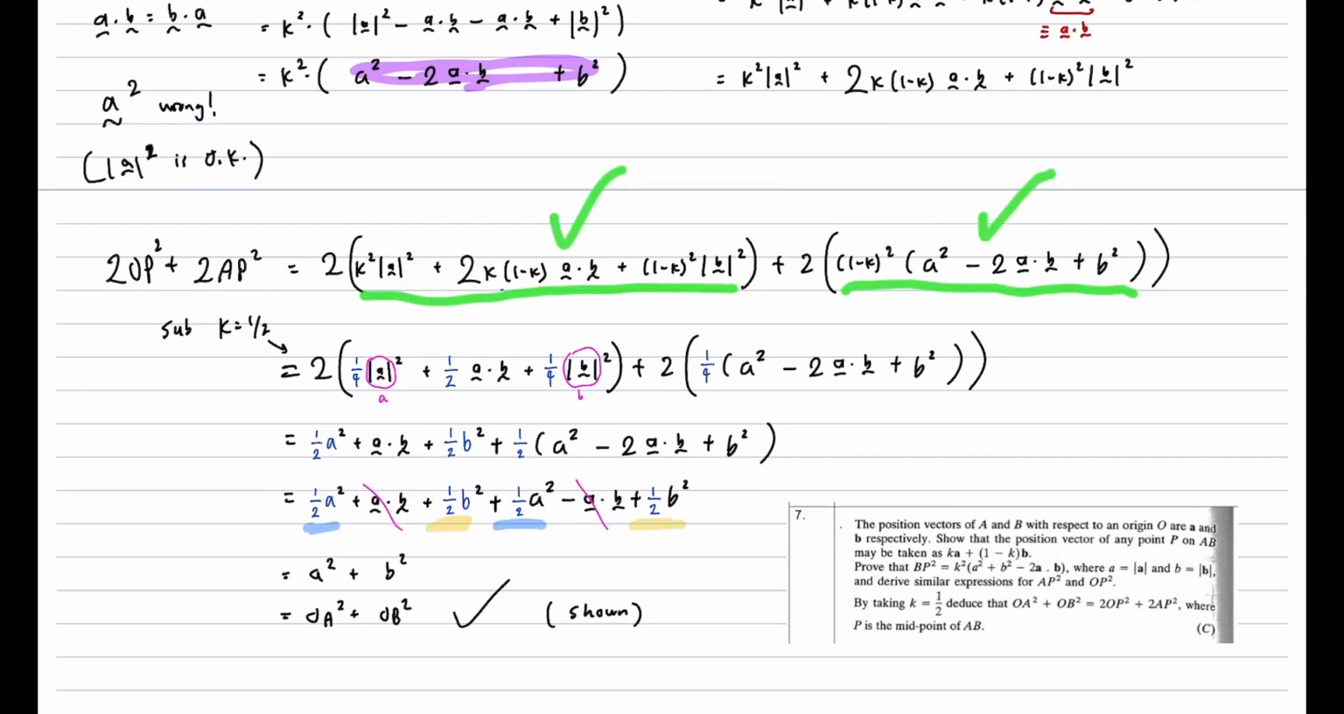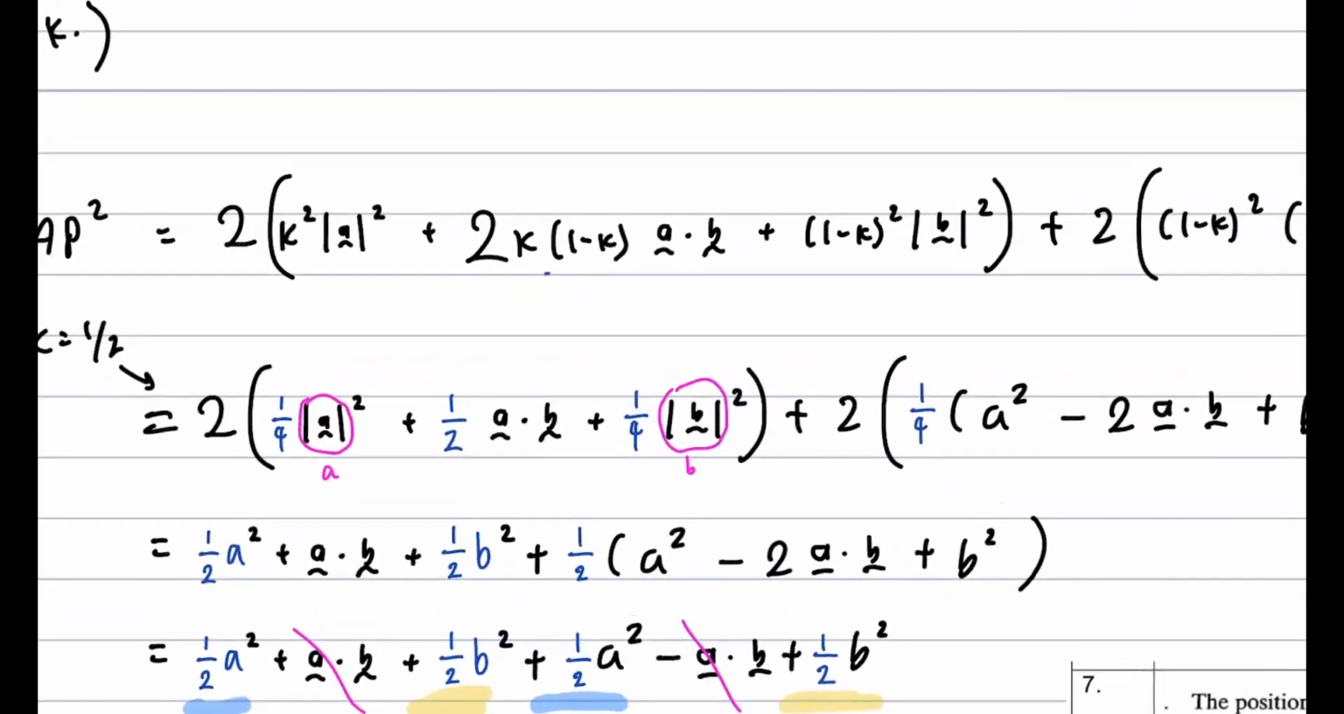Okay, then what we realize is that they want us to have k equal to half. So I just substitute with half and I simplify. Everywhere that had a k, I replace with half. So k square becomes half square, 1/4. 2 times k times 1 minus k, I just rewrite it as 2 times half times 1 minus half.